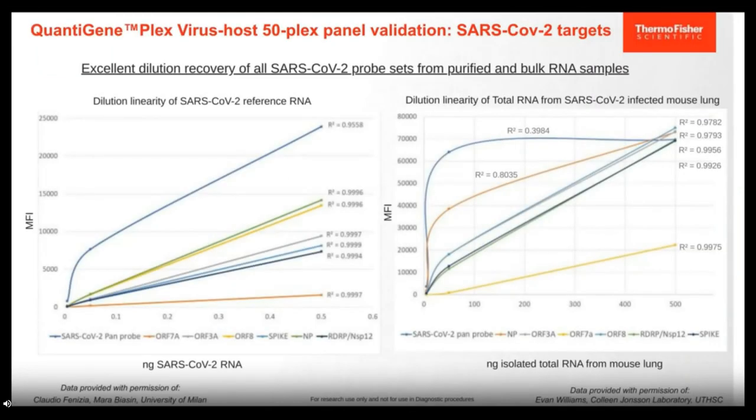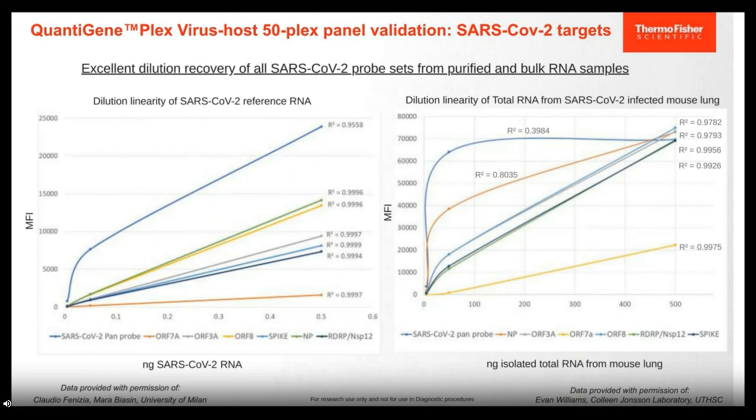On this slide, I'd like to show you the sensitivity and dilution recovery of the various SARS-CoV-2 QuantiGene probe sets. On the left is a dilution series of SARS-CoV-2 RNA from an Italian isolate, measured using the human panel. A great linearity was observed for viral target probes at very high dilutions of the viral RNA. Viral copies as little as 150 to 200 copies were measured reliably using the pan probe.